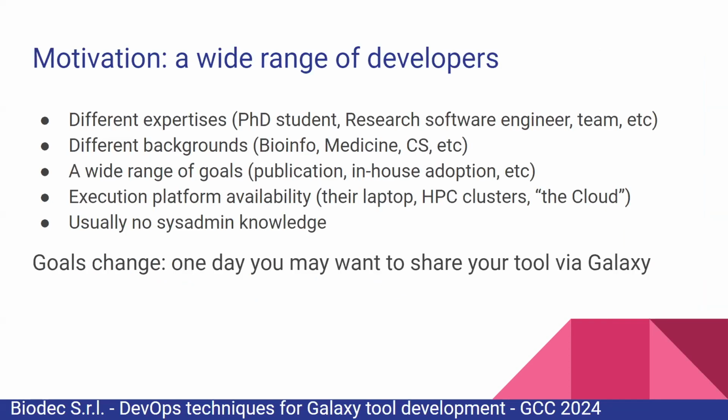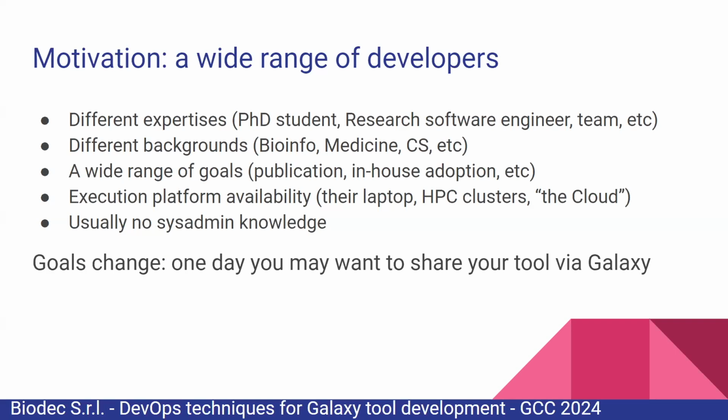Motivation. There are different developers. They are at different stages in their careers. They come from different backgrounds. Maybe they are domain people and they want to automate something or create a tool. Maybe they are developers with a computer science background. They have different constraints. Somebody just has their laptop. Somebody has access to HPC.